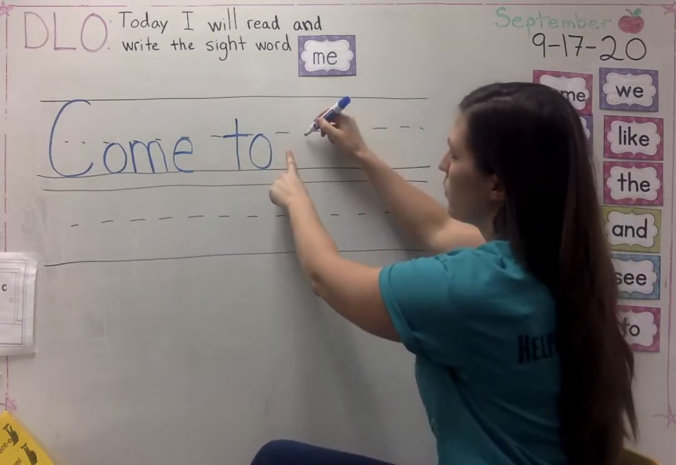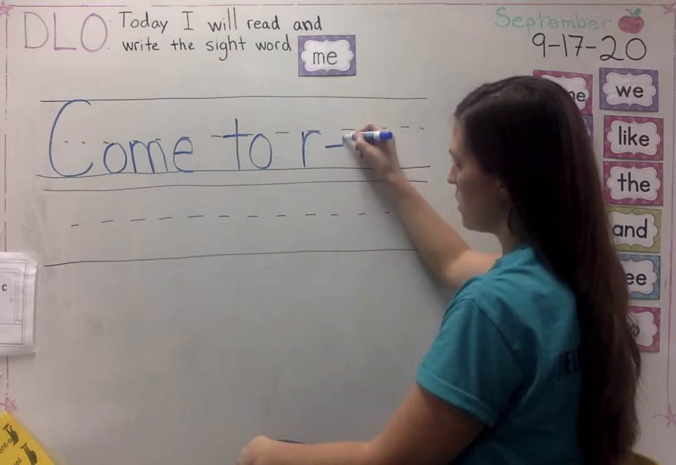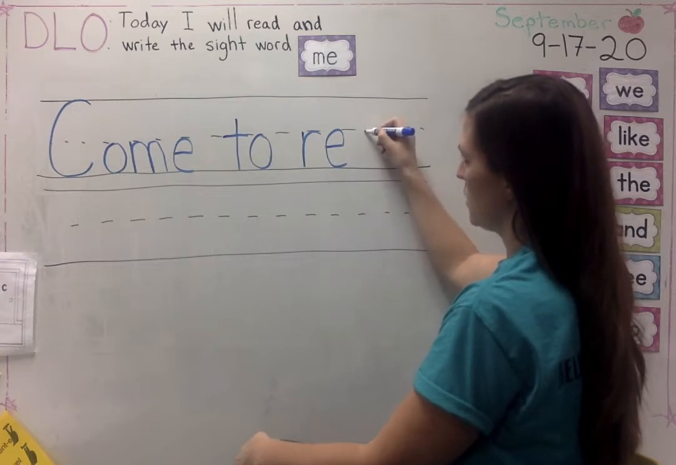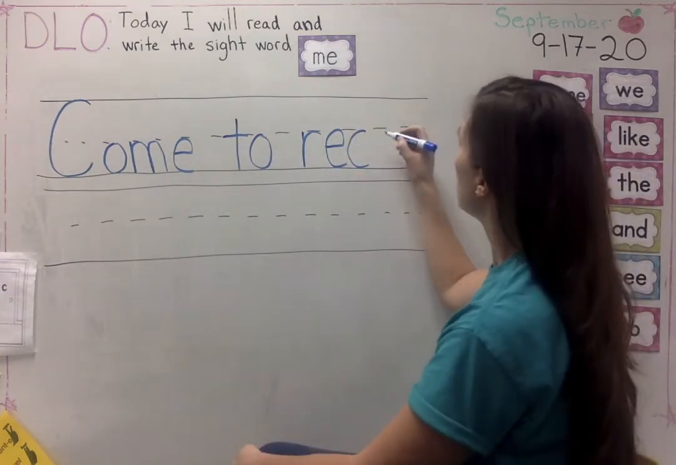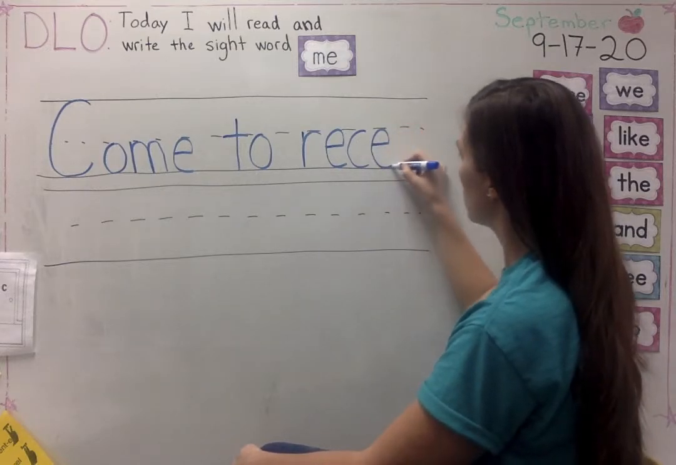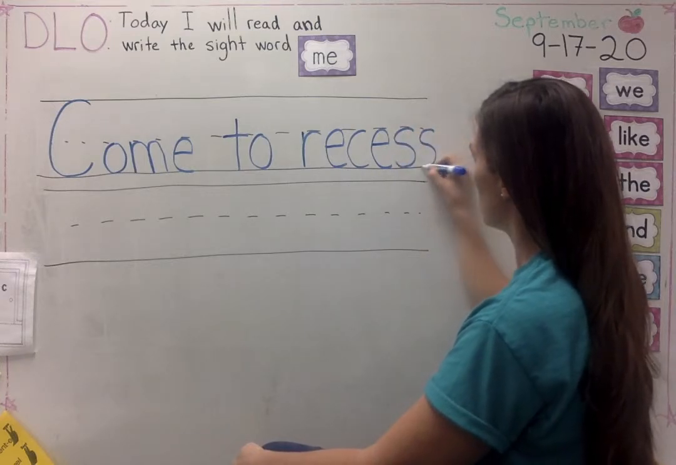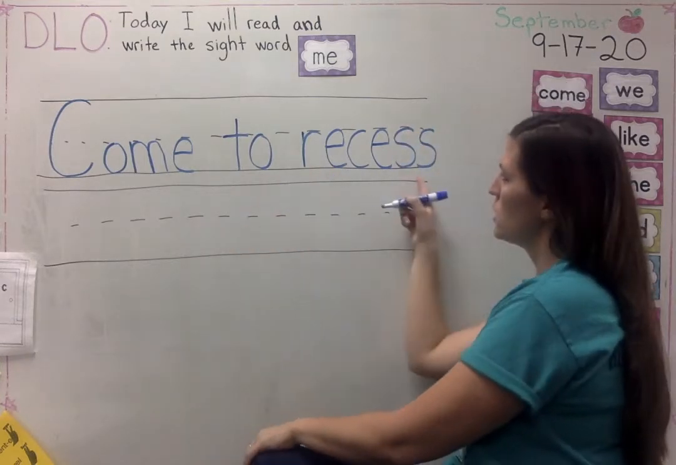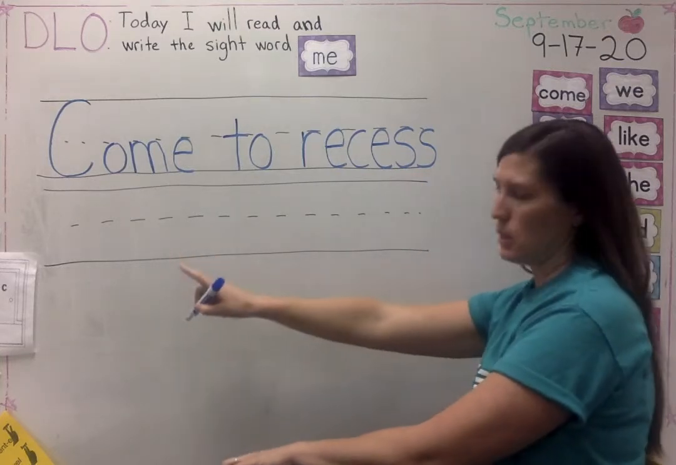Recess. That's R. E says E. Cess. C is special here. It actually says S. Recess, E-S-S. Come to recess. I ran out of room. What should I do? Go to the next line.